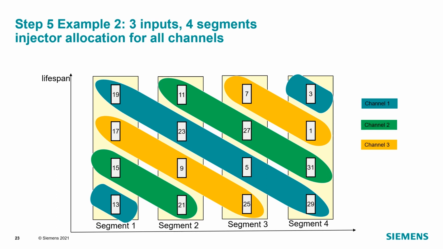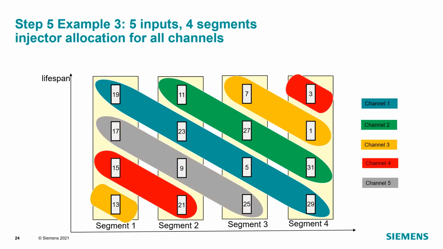If the number of injectors is not a multiple of the number of input channels, we can still use the same algorithm, the same approach, but the number of injectors will not be the same for all input channels. In this case, with 3 channels, 4 segments, and 16 injectors, we cannot guarantee equal distribution. Channel 1 gets 6 injectors, while channels 2 and 3 get 5 each. Not the same, but close.